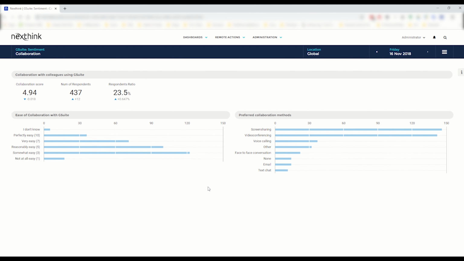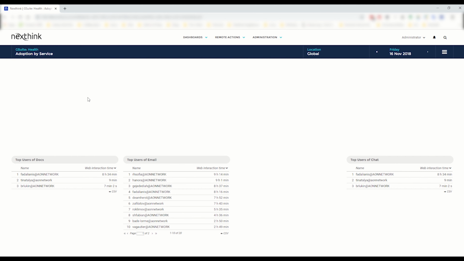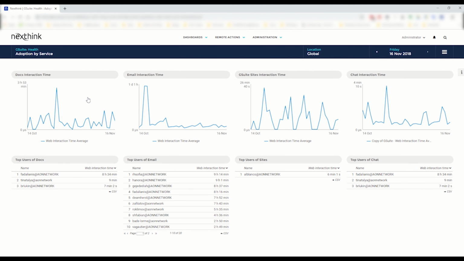And of course, all of this data can then be cross-correlated with our technical metrics, which are showing the actual interaction time that the device is seeing when it comes to the email, when it comes to docs, when it comes to sites, when it comes to chat, along with who is really being seen as our top users in these particular areas. So overall, this combination of sentiment and technical metrics will give us a clear picture on whether the users that we have delivered G Suite to are really enjoying and using this service, or whether we have simply delivered a service to them and it's lying dormant in the background.